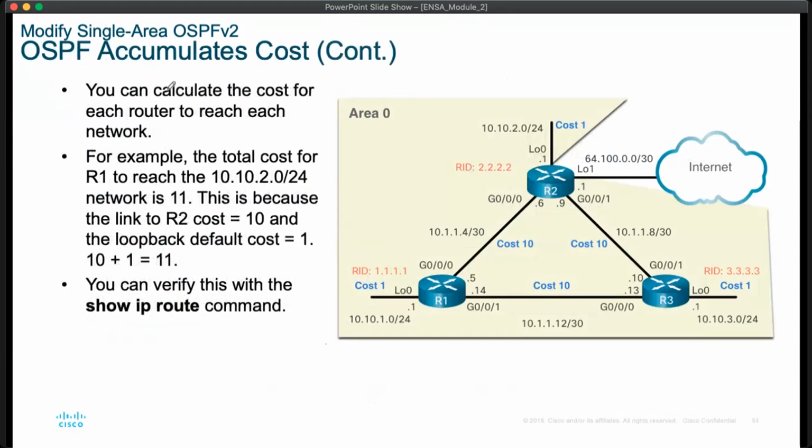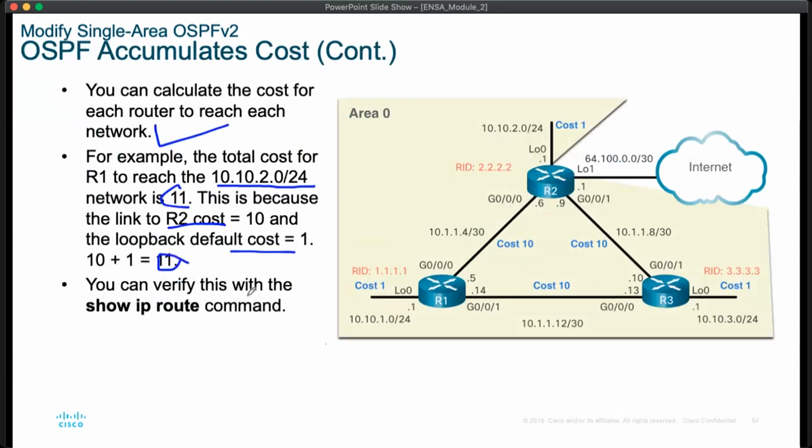You can calculate the cost for each router to reach each network. For example, the total cost for R1 to reach the 10.10.2.0/24 network is 11. This is because the link to R2 costs 10 and the loopback default cost is 1. So 10 plus 1, you get 11.